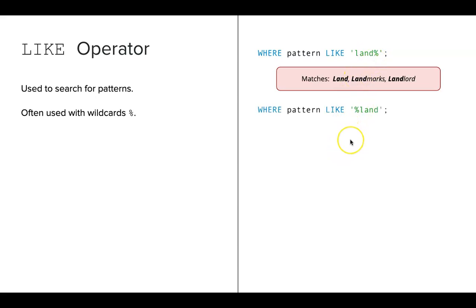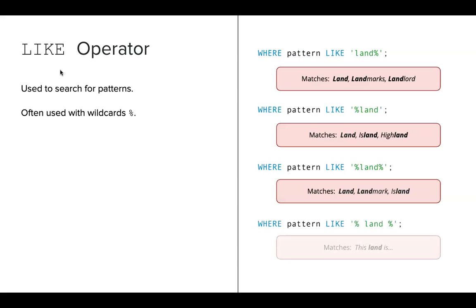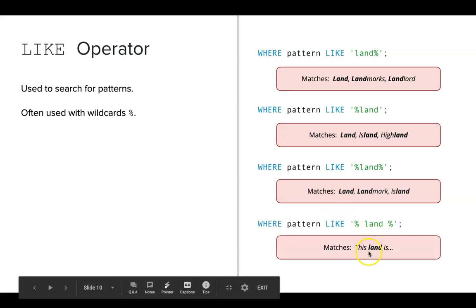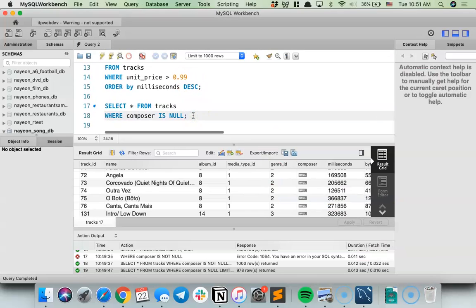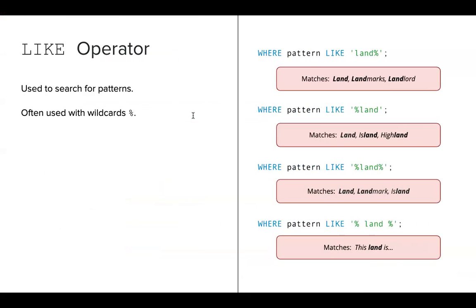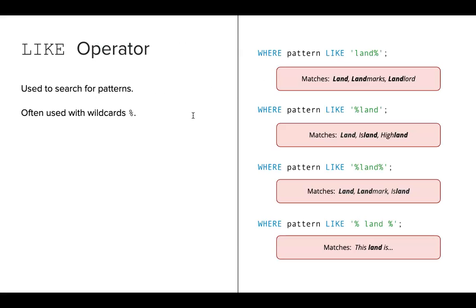The other way around as well: if I put '%land', that means anything that has something before land shows up as well. Or you could say '%land%', as long as it has the letters land anywhere, then you can search that way as well. So using this LIKE operator, we can search for specific substrings. And you can also put spaces as well. So let's try that out. Let's go ahead and scroll down here. One more thing before I jump to that.